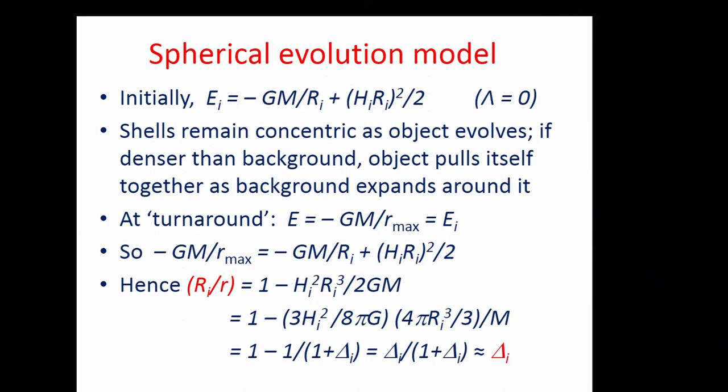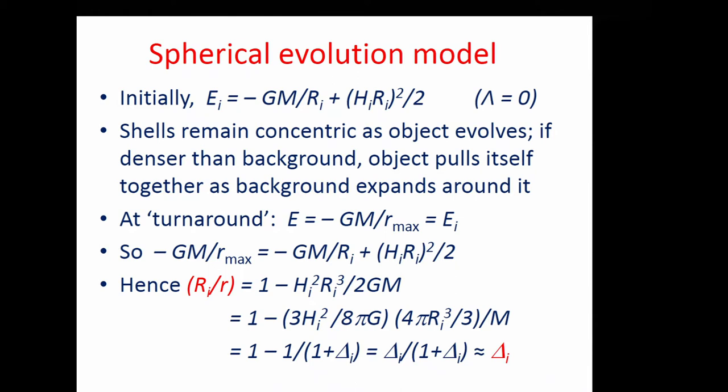Okay? So we can ask, all right, so it started out, and we can think of it as having some energy, the potential energy GM over r, and the kinetic energy associated with the expansion, the speed of the expansion. Okay. So that's the initial energy. So that's GM over r, and that's the v squared over 2 kinetic energy, the Hubble speed.